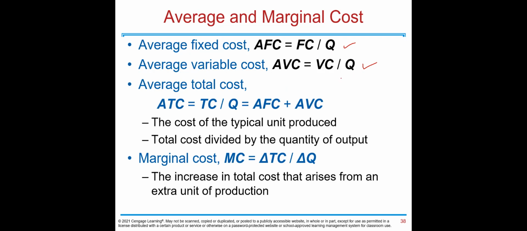Average total cost is either total cost divided by quantity, or average fixed cost plus average variable cost. Average total cost is the cost of a typical unit produced: total cost divided by the quantity of output. There is one important term that you need to be aware of, the marginal cost. Marginal cost is the change in total cost when you change the quantity by 1 unit, the increase in total cost that arises from an extra unit of production.